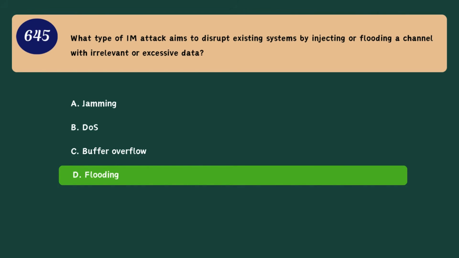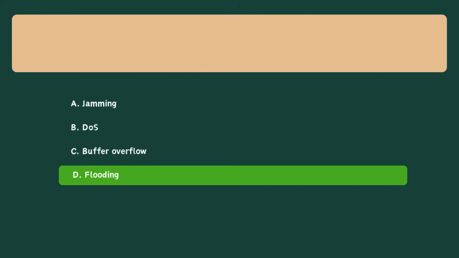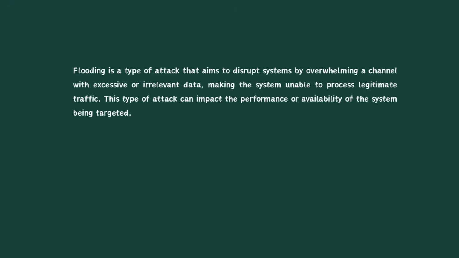Correct answer. D. Flooding. Flooding is a type of attack that aims to disrupt systems by overwhelming a channel with excessive or irrelevant data, making the system unable to process legitimate traffic. This type of attack can impact the performance or availability of the system being targeted.